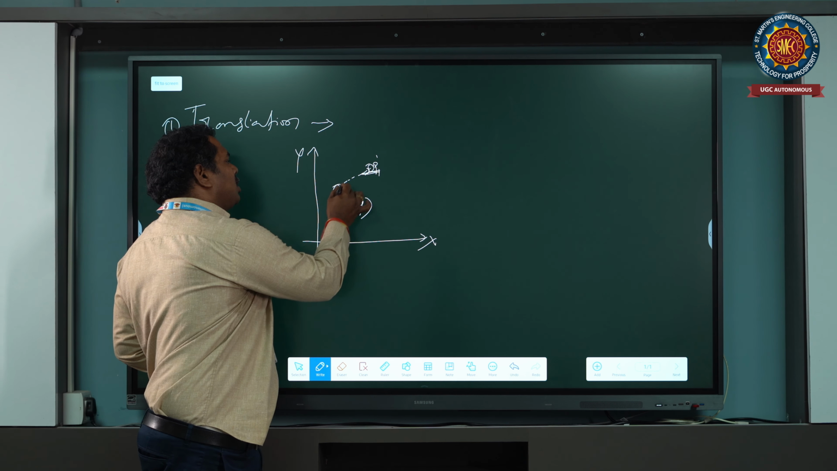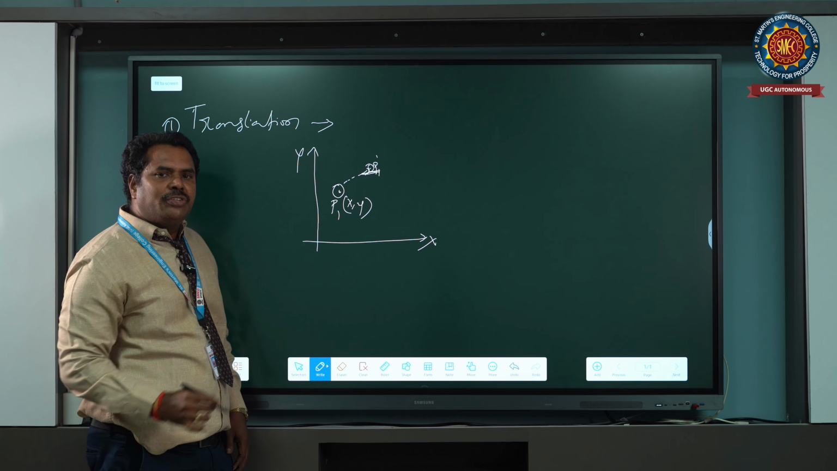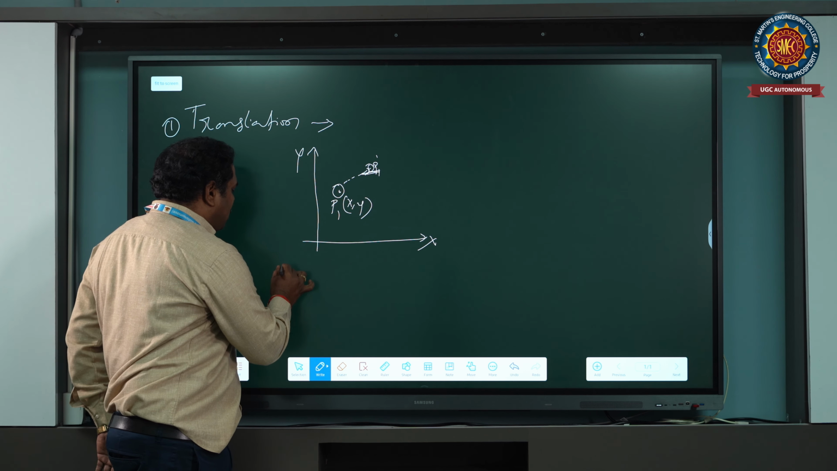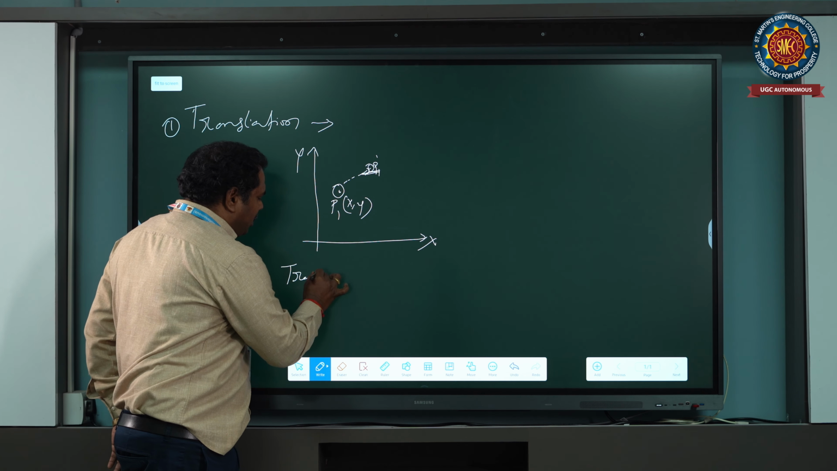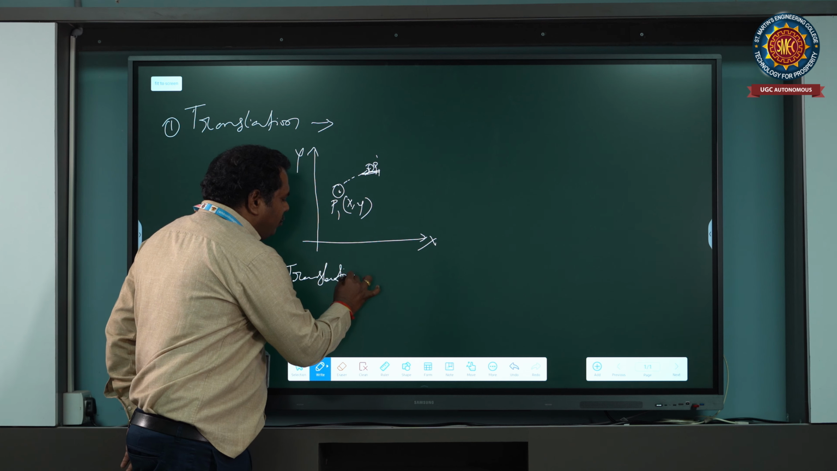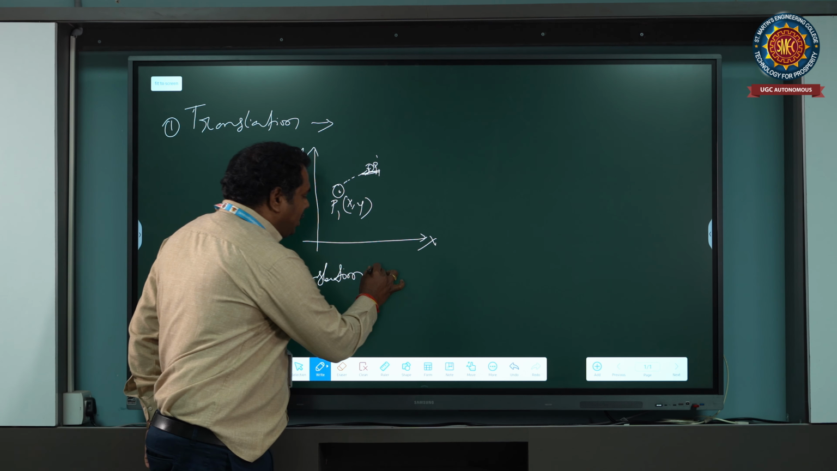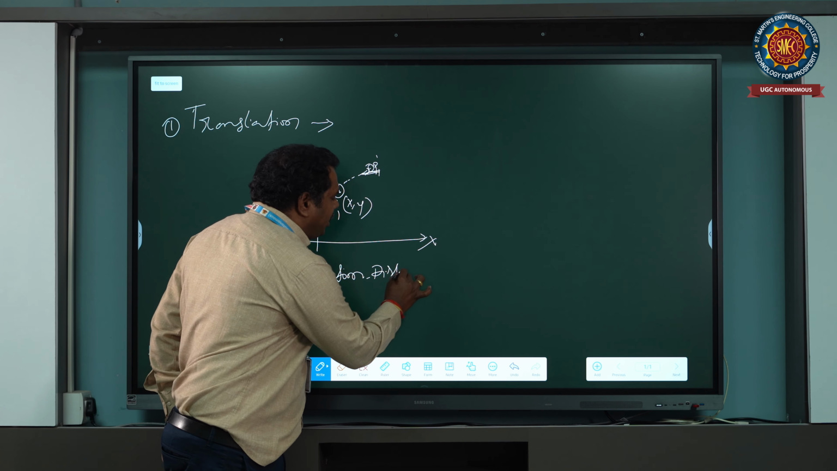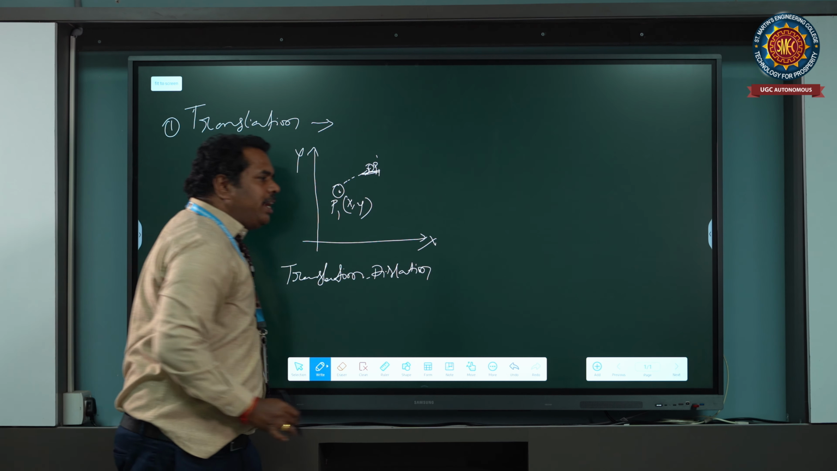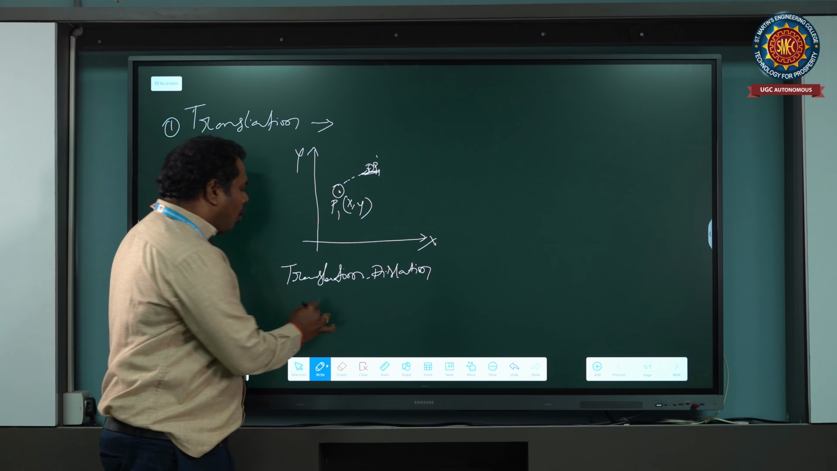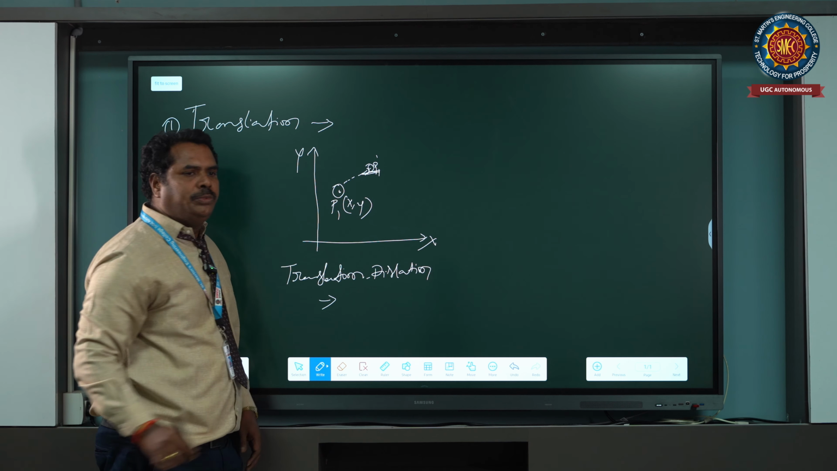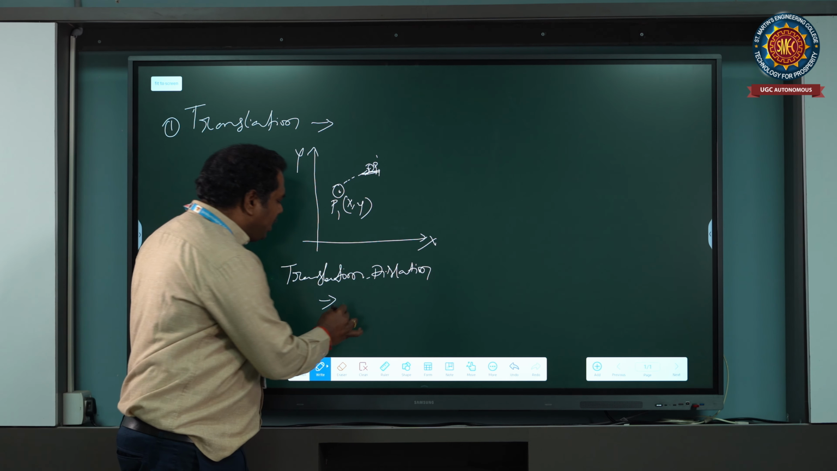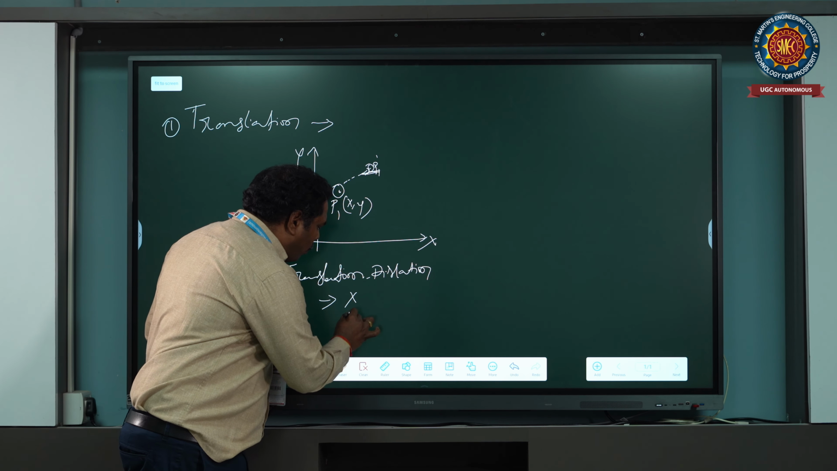Then there is some distance between them. This distance is called the translation distance. The translation distance gives how much distance you are moving the object along the x-axis and y-axis.